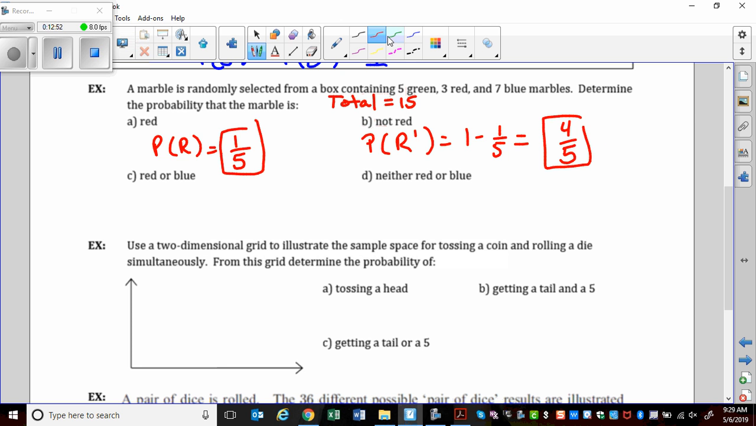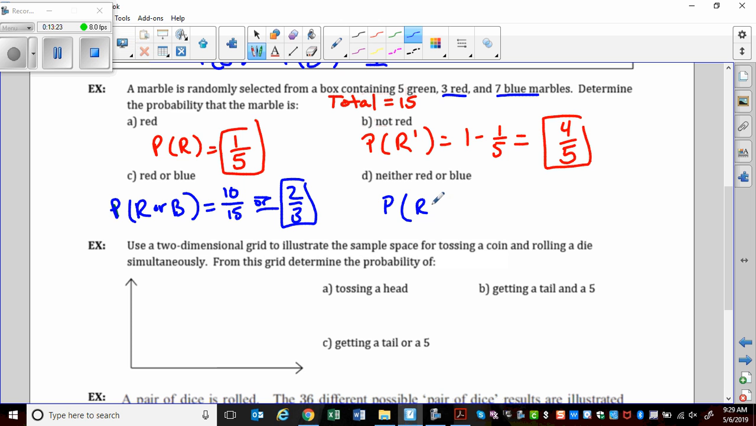Alrighty, let's just do this last one. Red or blue. The probability of red or blue: red is 3, blue is 7. That's 10 over 15, or let's simplify that, it's equal to 2 over 3. Now, neither red nor blue is the probability of (red or blue) prime, which is equal to 1 minus 2 over 3, which is 1 over 3.